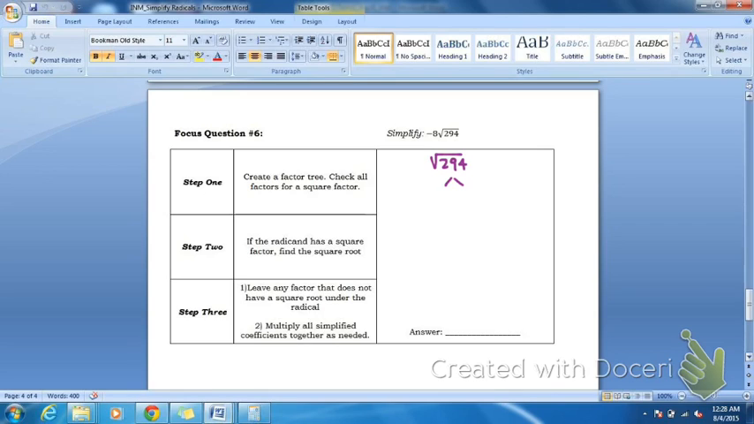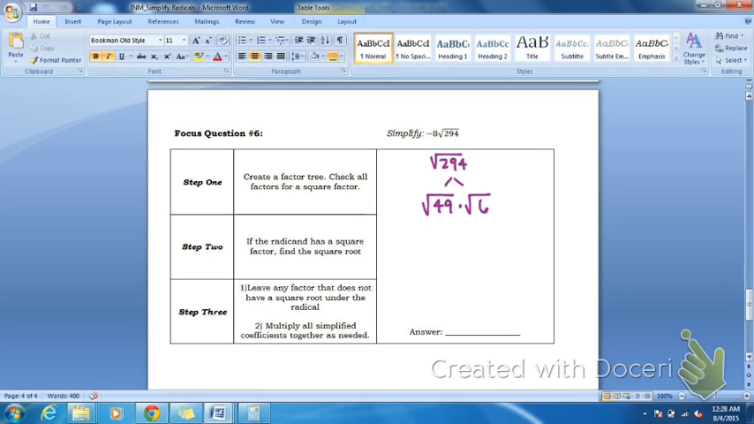Is it divisible by 9? Not even. 294, that was a decimal. Divisible by, let's say, 16. Nope. 294 divisible by 25, not even. Alright, finally, we can find one. If you take 294 and divide it by 49, you're going to ultimately find out that 49 times 6 is 294.